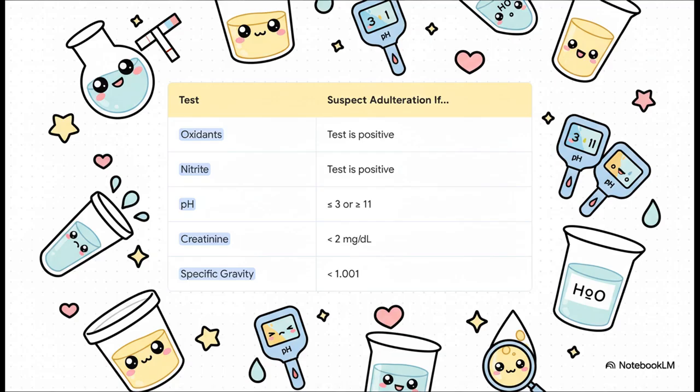But pay close attention to the last two. Creatinine and specific gravity are your best friends for spotting dilution. If creatinine is below 2 or specific gravity is basically that of water, you know the sample is invalid. It's just too dilute to give a meaningful result.